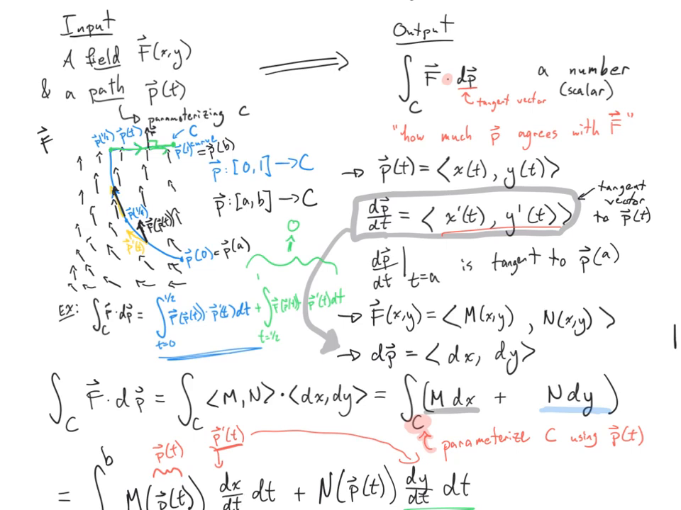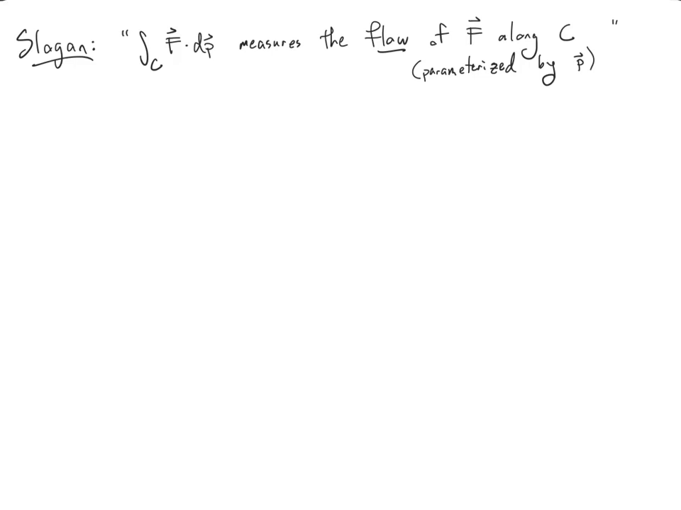So that's line integrals. Let's look at examples. So our slogan for line integrals is that the line integral, the integral over c of f dot dp, measures the flow of f along c, parameterized by p. So our first example, we will consider the radial vector field x, y for f, and we'll let c be a quarter circle.